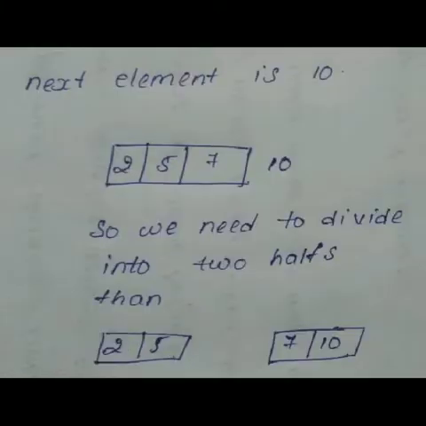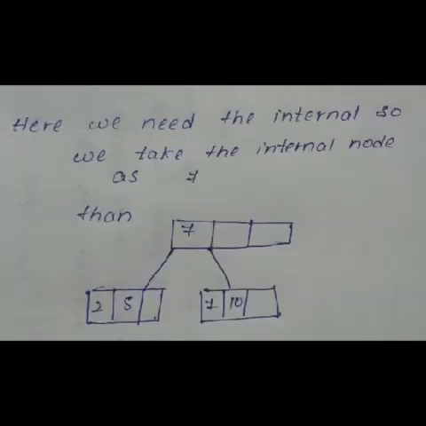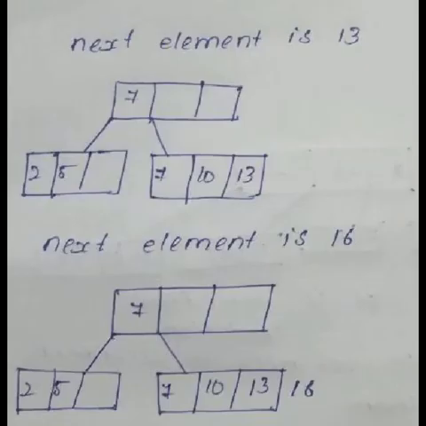The next element to be inserted is 10. 10 is greater than 2, 5 and 7, so we inserted 10. But here we get the overflow condition. So we need to divide into 2 halves and we get 2, 5 and 7, 10. We need an internal node. So we take 7 as an internal node, and the left side of 7 has 2 and 5, which are less than 7, and the right side of 7 has the greater values, that is 7 and 10.